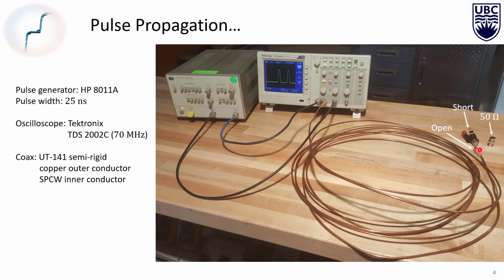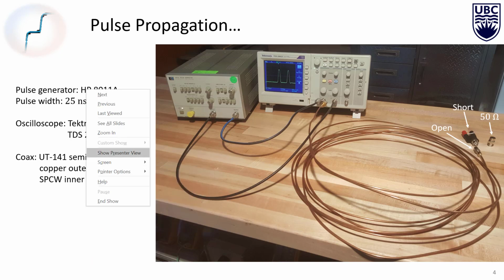The other thing I can do is connect different load terminations to the end of the transmission line. I can have the transmission line just open, so nothing connecting the center conductor to the outer conductor. I can connect a short circuit, just a wire that connects directly from outer conductor to center conductor, or I can connect 50 ohms between the outer conductor and center conductor. The width of the pulses generated by this pulse generator is approximately 25 nanoseconds.